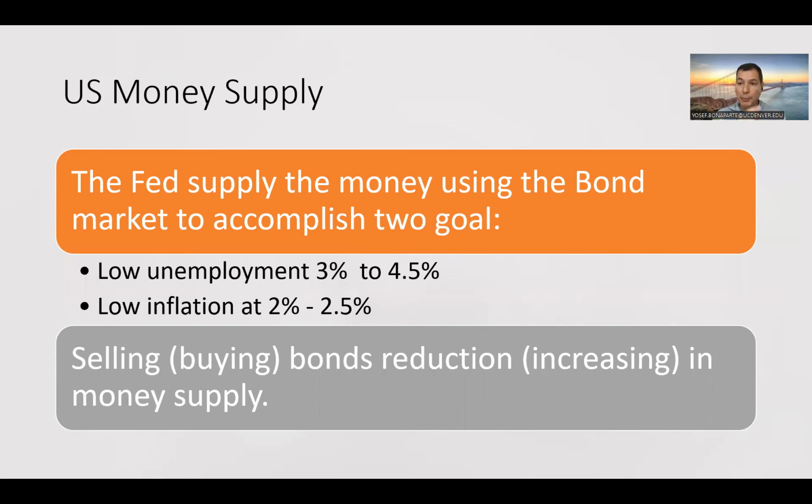Now we're going to go to the US money supply, and that's important. Before, the money supply was by the king, and then we have a democracy, president or government. Now the money supply is by the Federal Reserve. The Federal Reserve is a part of the government, but independent from the government. That means the president of the United States cannot tell how much to print dollars. It's a Federal Reserve decision.